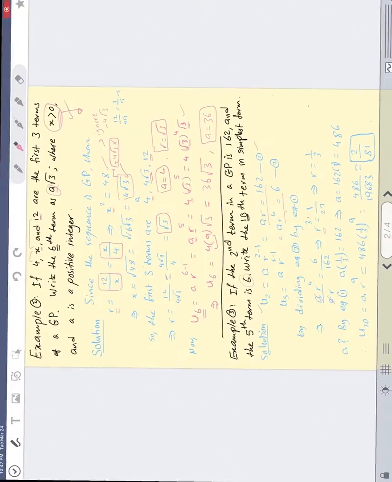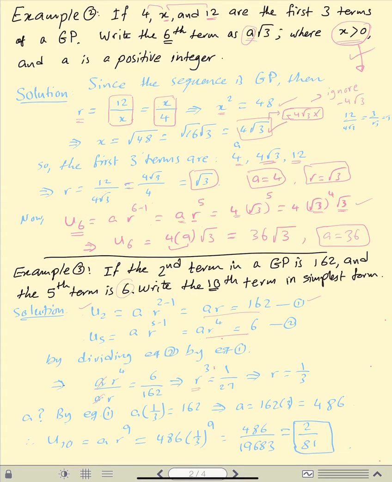By taking the cube root, r is a third. Look, simple steps. I don't even use the calculator. I don't need it. To answer this question, I need the value of a. We are free to use either of the two equations, but equation number 1 is faster or easier. So by equation number 1, a times a third, which is r, equals 162. So a is equal to 162 times 3, 486.